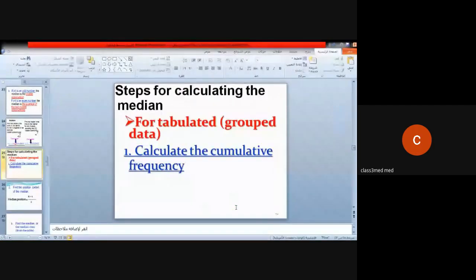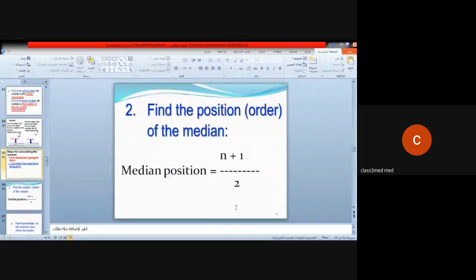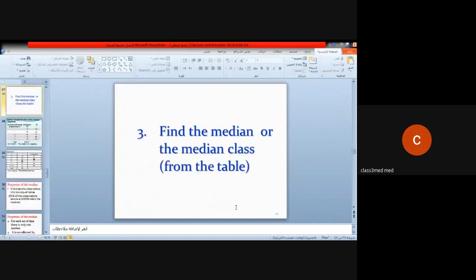For calculating the median for tabulated or group data, we also have to follow certain steps. The first step, we have to calculate the cumulative frequency. In ungrouped data, we have to arrange them in ascending or descending order first, and then find the position. For grouped or tabulated data, we have to calculate the cumulative frequency, and then also find the position of the median in the same way, median position (n plus 1) divided by 2, and then we go back to the table to find out the median or the median class from the table.